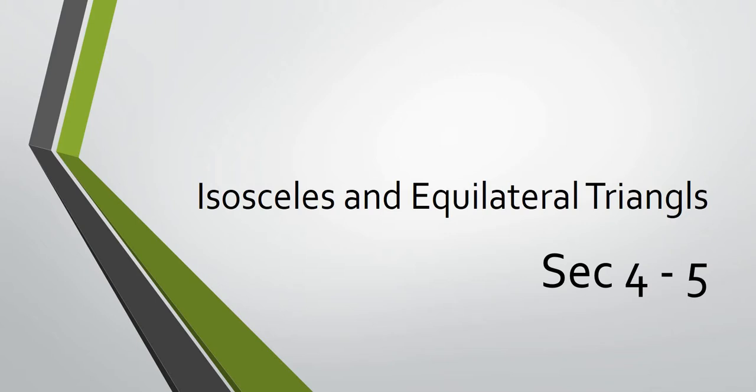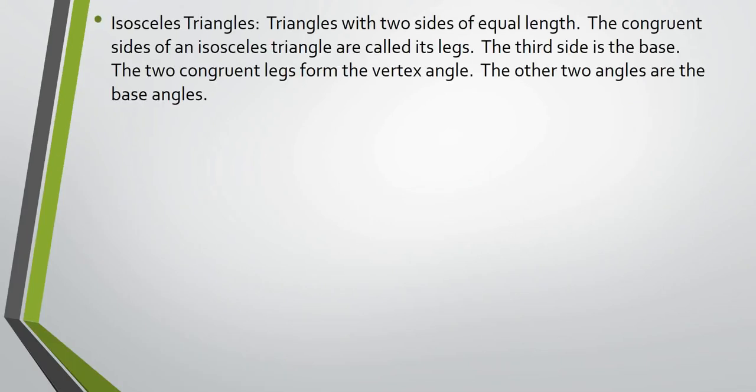Section 4.5, we're going to talk about isosceles and equilateral triangles. Whoops, I can't spell today. So some more special cases is really what we're talking about here. An isosceles triangle is a triangle with two sides of equal length. The congruent sides of an isosceles triangle are called its legs. The third side is the base.